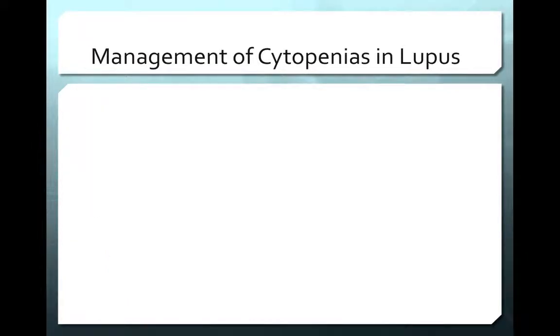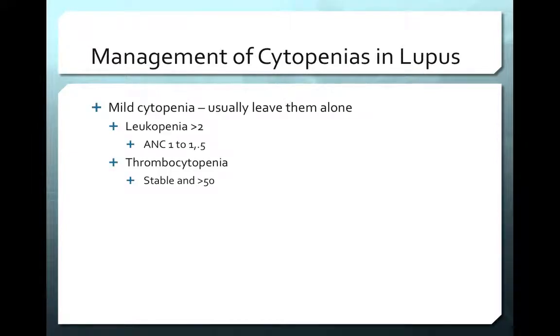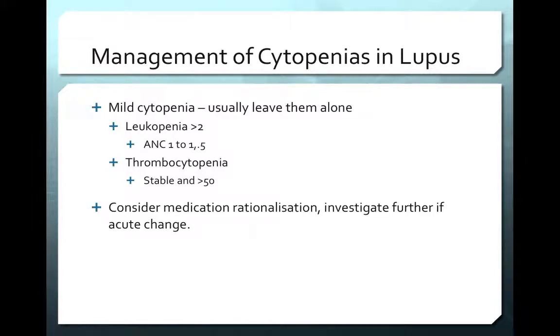The management of these conditions, well, if something's mild, we tend to try and leave it alone because you'll probably cause more problems than good. So if a leukopenia is greater than 2, we'd usually leave it. If a thrombocytopenia is stable and greater than 50, it's probably not going to cause any major problems. Always try and rationalise the medications and investigate further if there's any acute change in one of the parameters.